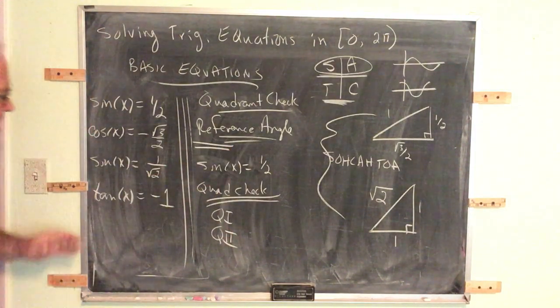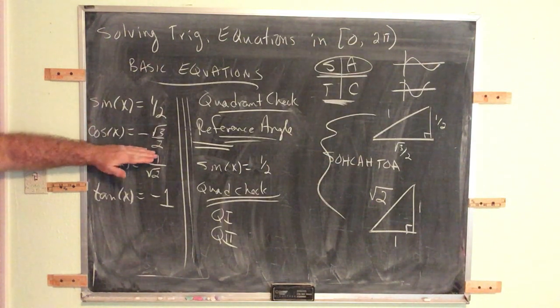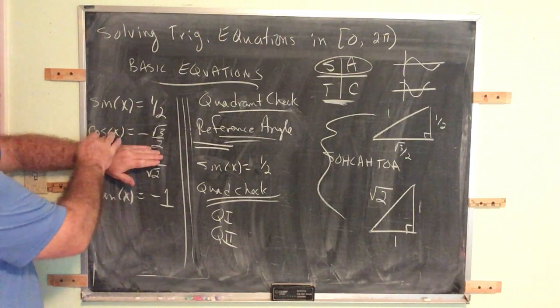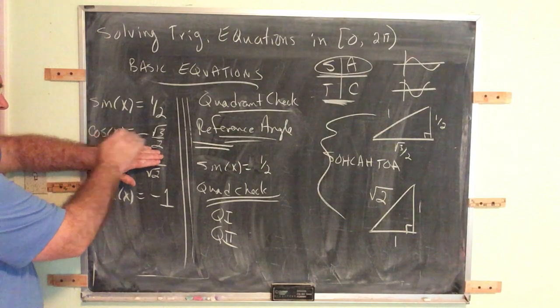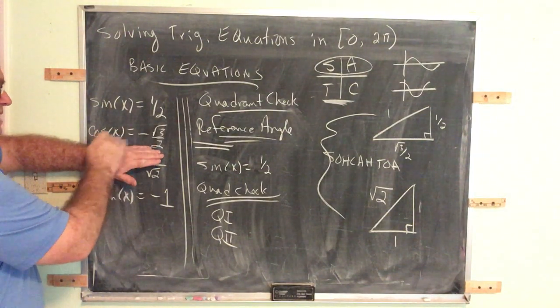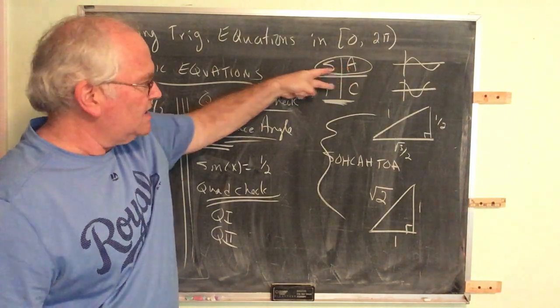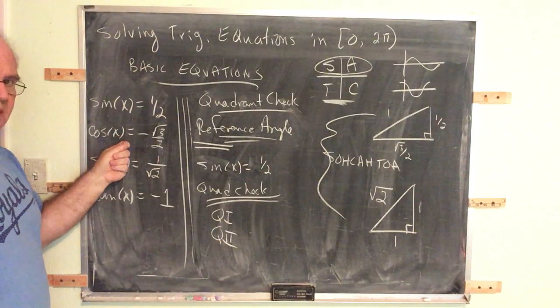In particular, pretty soon when we solve this equation, we're going to do the quadrant check. So here, let's see. What's the quadrant check? When is cosine negative? When we solve this problem, when is cosine negative? This is where it's positive. So cosine is negative in quadrants 2 and 3. So there's going to be a quadrant 2 solution and a quadrant 3 solution.